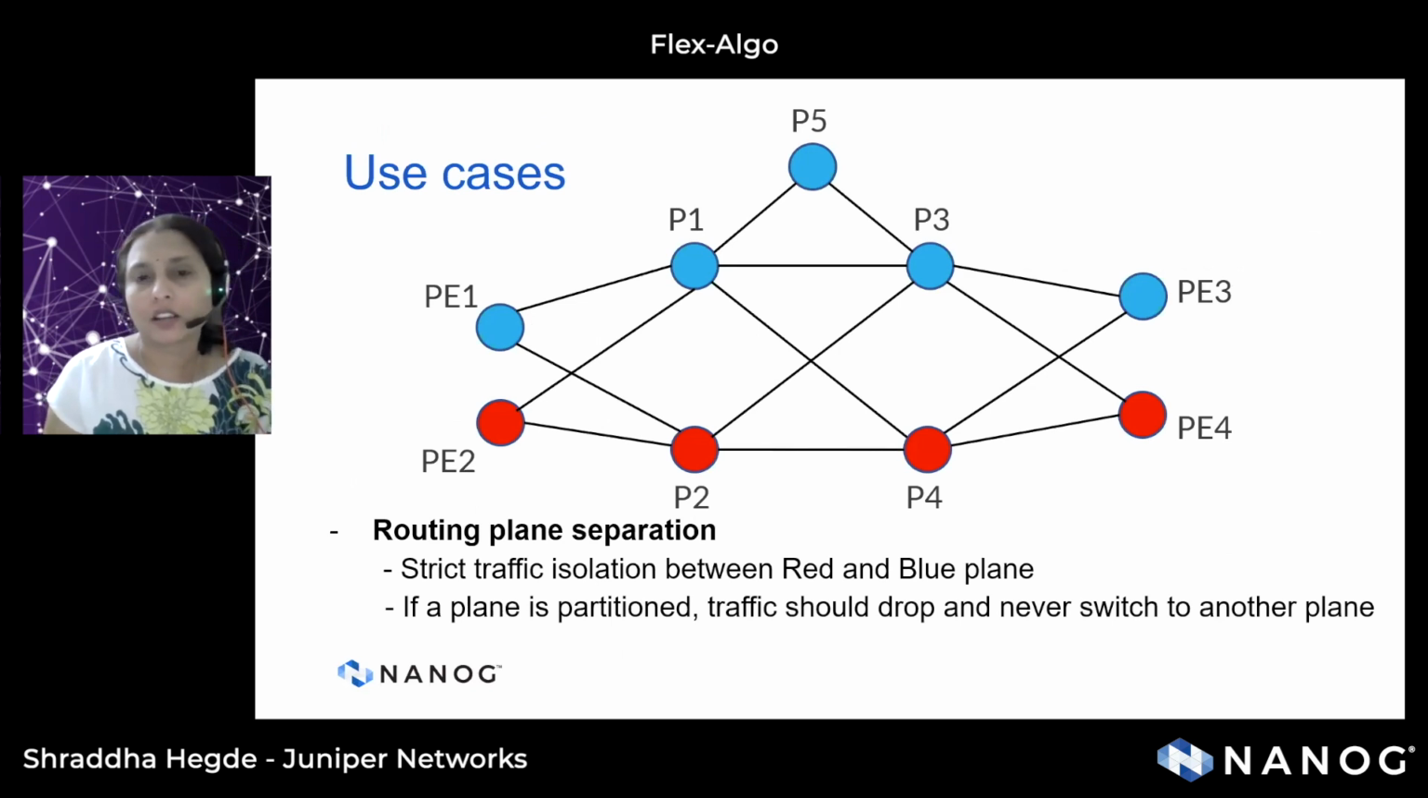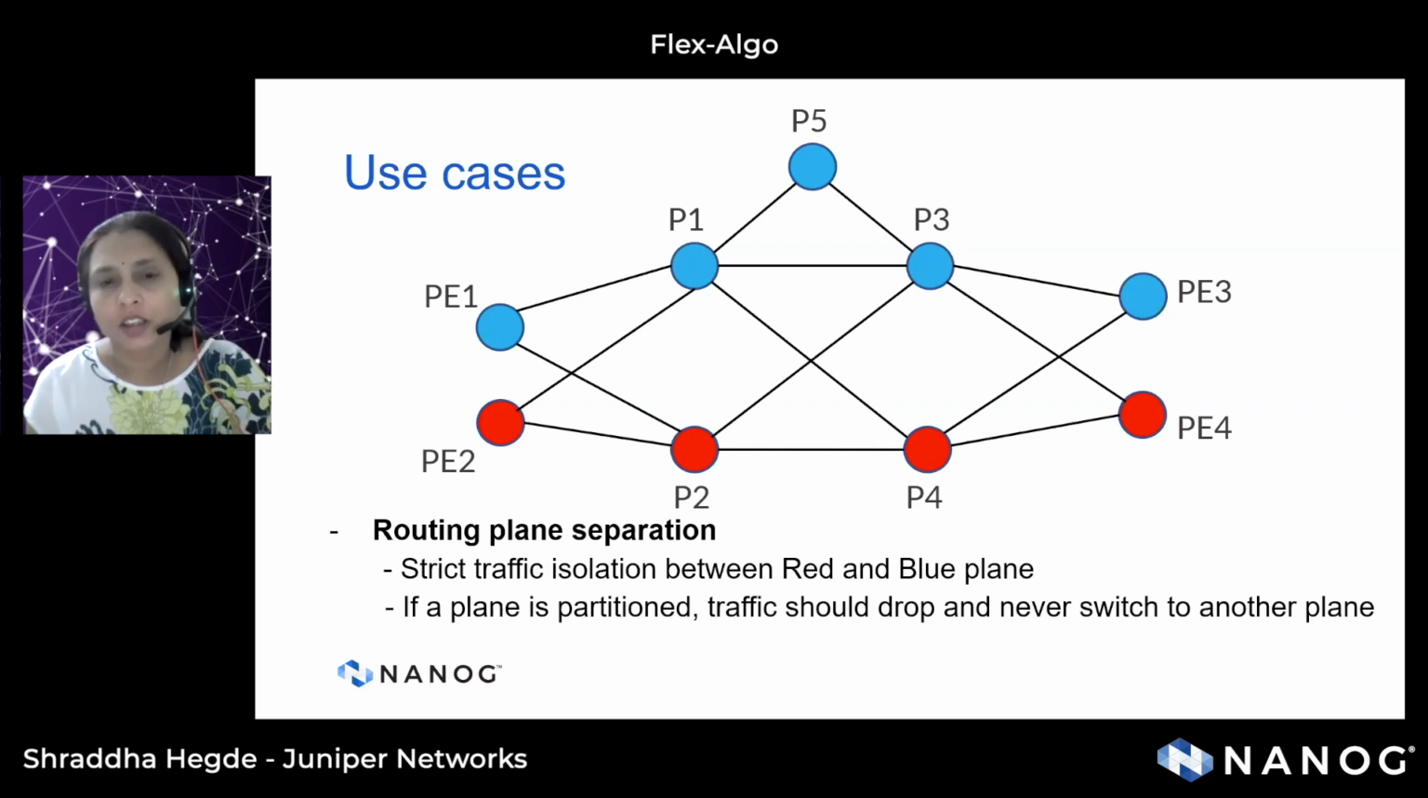We'll see some real life use cases where FlexAlgo is a suitable solution. This one is talking about routing plane separation. As we see in this picture, we have certain blue nodes and certain red nodes. You can imagine some traffic having restrictions that it has to go only in the blue plane or only in the red plane. This is most likely in the case of financial applications. Certain financial applications multicast the traffic onto both the planes, like blue plane and red plane, and they have a strict requirement that the traffic that is taking the blue plane remains in the blue plane irrespective of any failure, or even if there is a plane separation, like the blue plane is completely partitioned due to multiple failures.